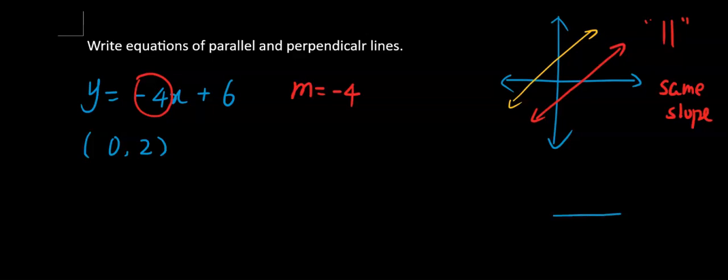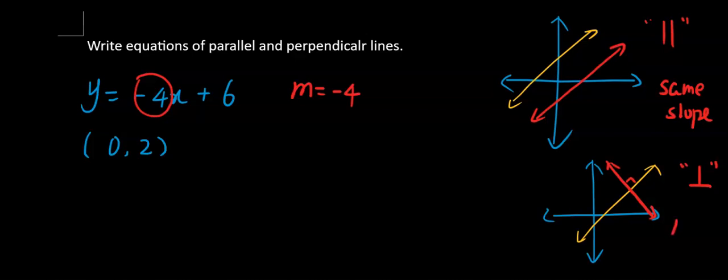Let's look at a perpendicular situation. If two lines are perpendicular, we'll mark them with a little yellow and a little red. The red is perpendicular to the yellow. This is the perpendicular symbol. If two lines are perpendicular, their slopes are each other's negative reciprocals. Please write that down in your notes. Take a mental note.